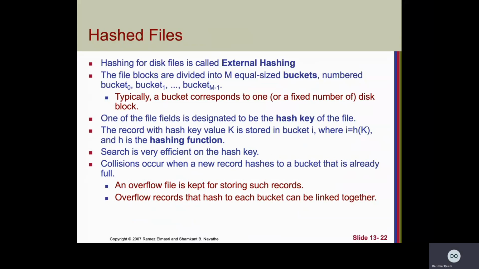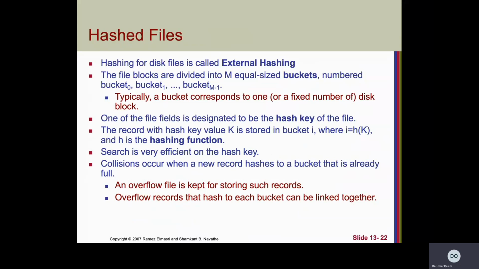Sometimes collisions happen, because the block where you are sending the record may already be full. So there is a concept of numbered buckets in hashing. File blocks are divided into equal-sized buckets, numbered 0, 1, 2, up to m-1. In these m buckets, your hashing function determines which bucket your record will go to. And what if the bucket is already full? Then you have to come up with a way to handle that.